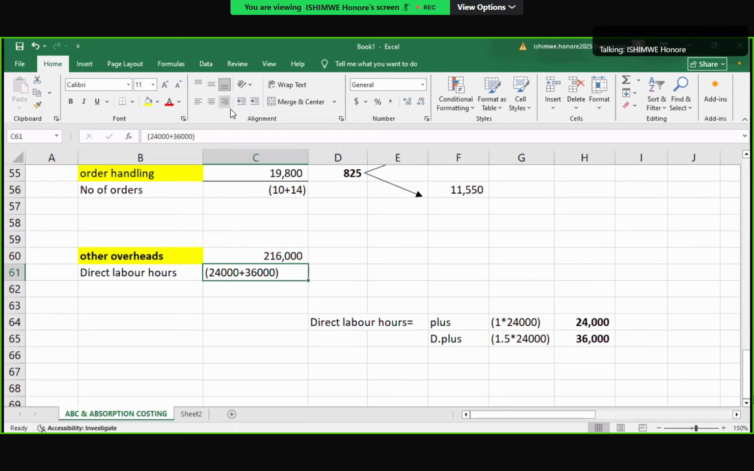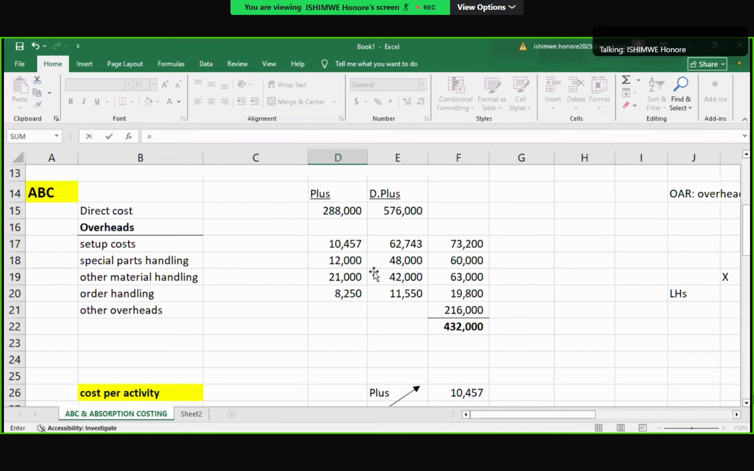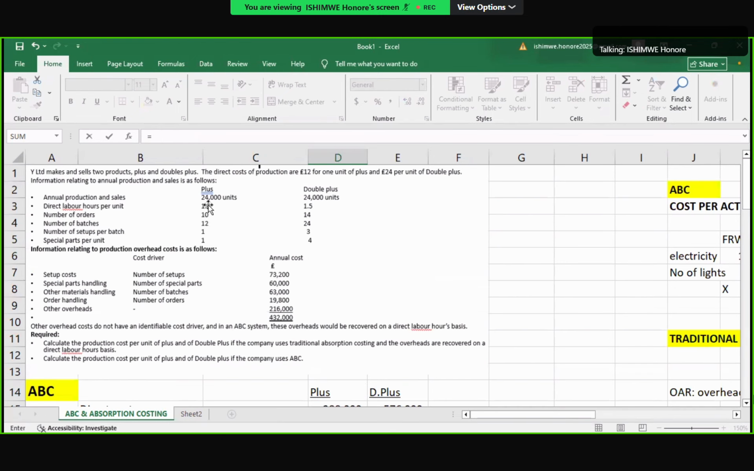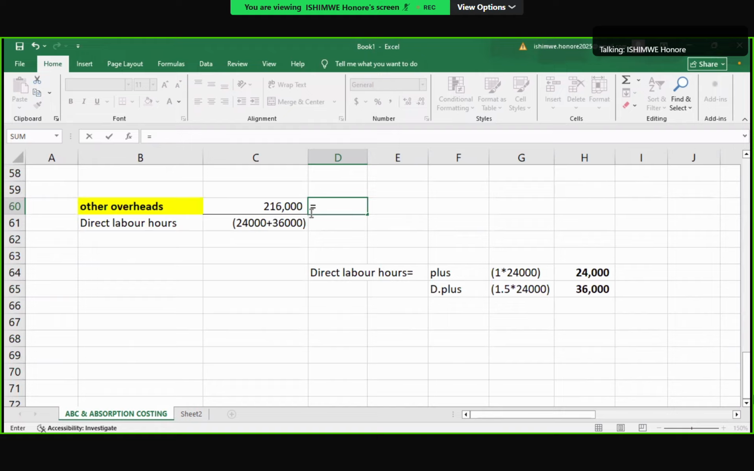For plus is 12 units? It's not 12, it is 1 and 24,000. Sorry, or is it 24? Yeah. All right. So the summation of it is 60. So when I sum this, it is 60,000. So I get 3.6 per hour. So this is 3.6 per direct labor hour.